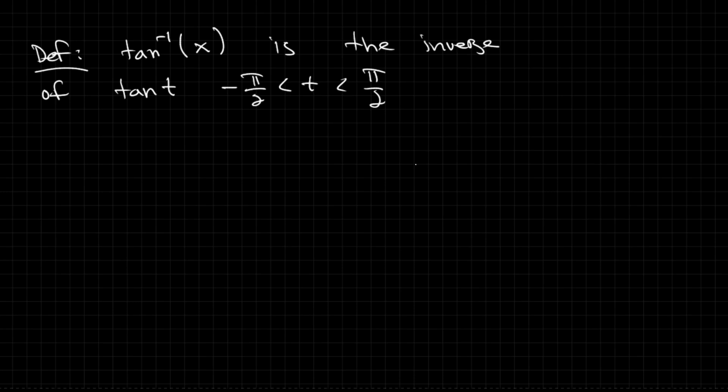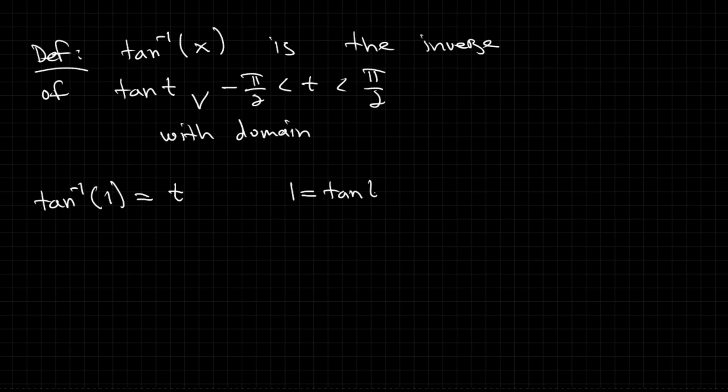So for tangent of t, we use almost the exact same domain restriction, so with domain. So we use almost the exact same domain restriction as sine of t. So for example, if we wanted to figure out what is tan inverse of 1, well, we would set this equal to t, and we would switch the inputs and outputs and write what this means in terms of the original function. So this means that 1 equals tan t with t between minus pi over 2 and pi over 2.